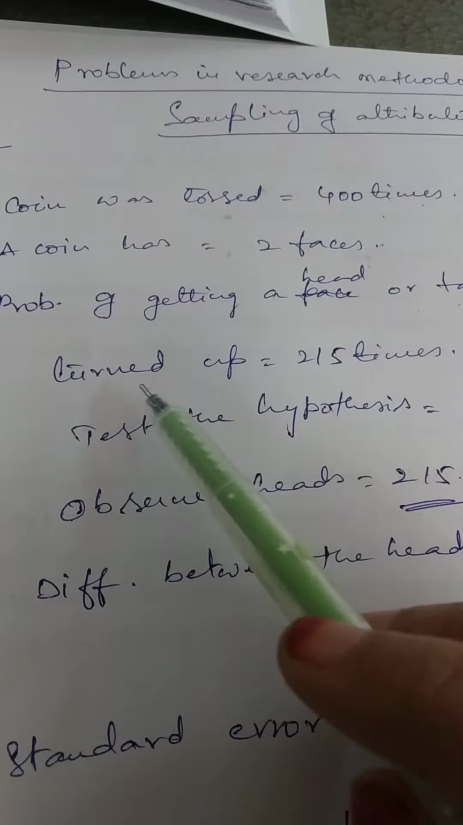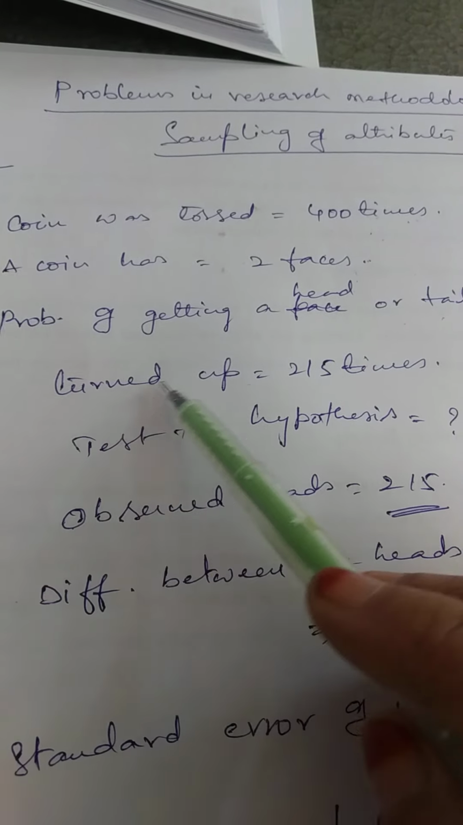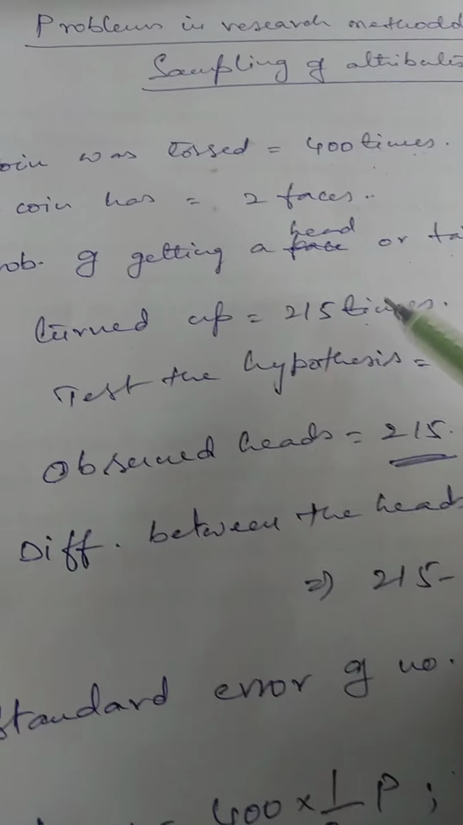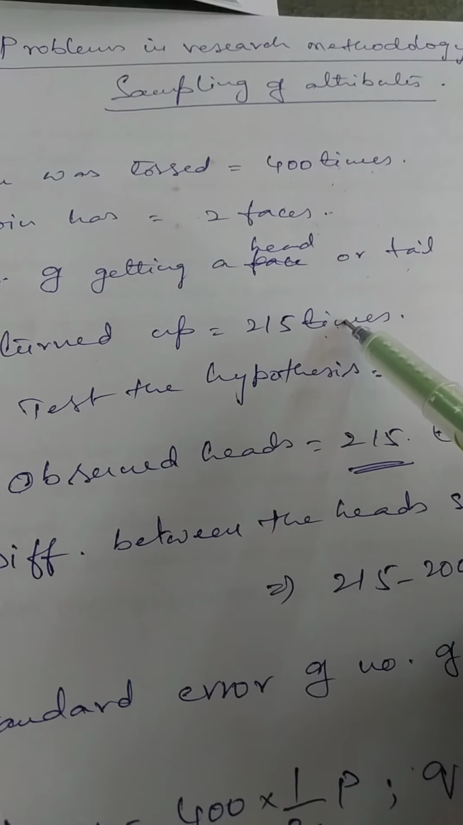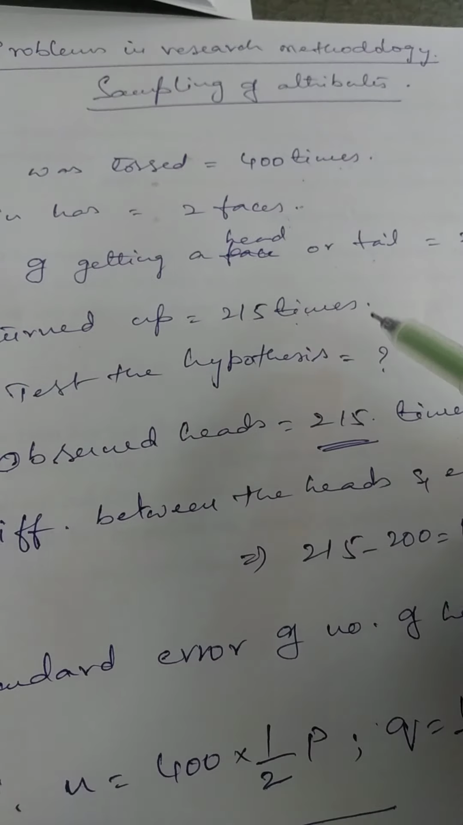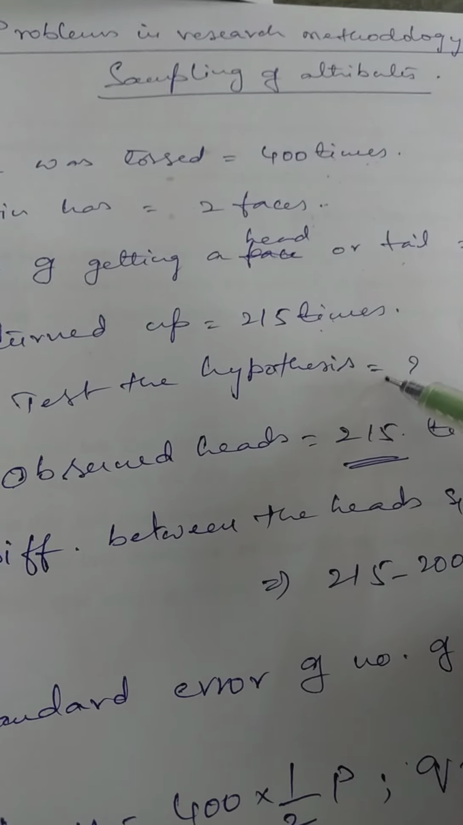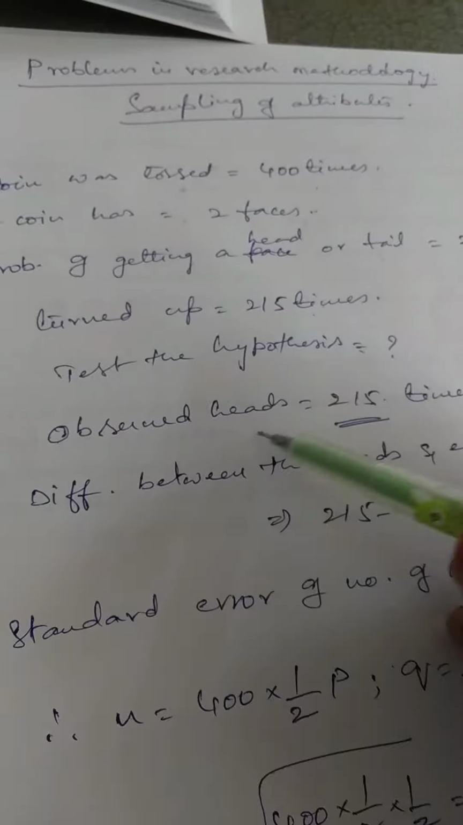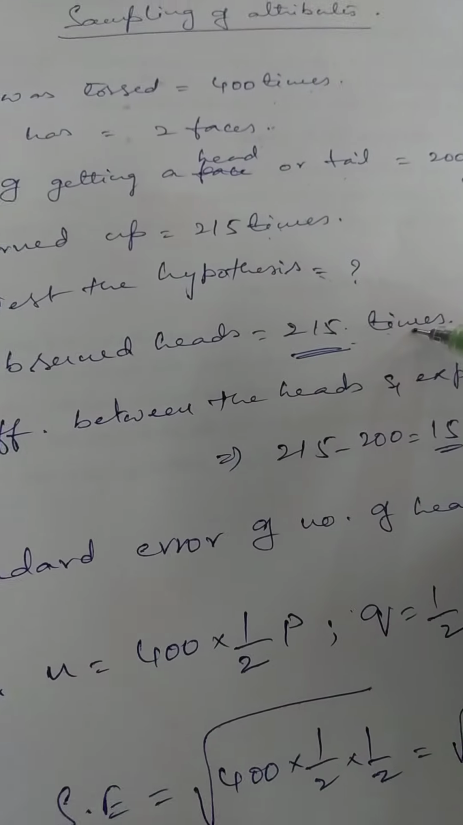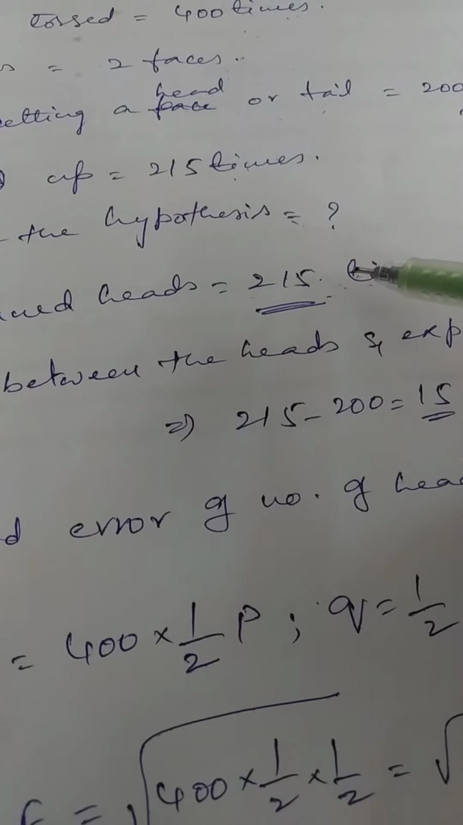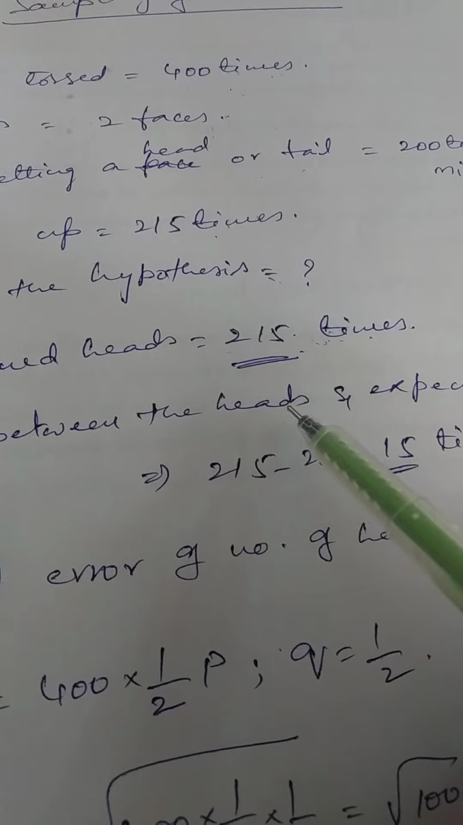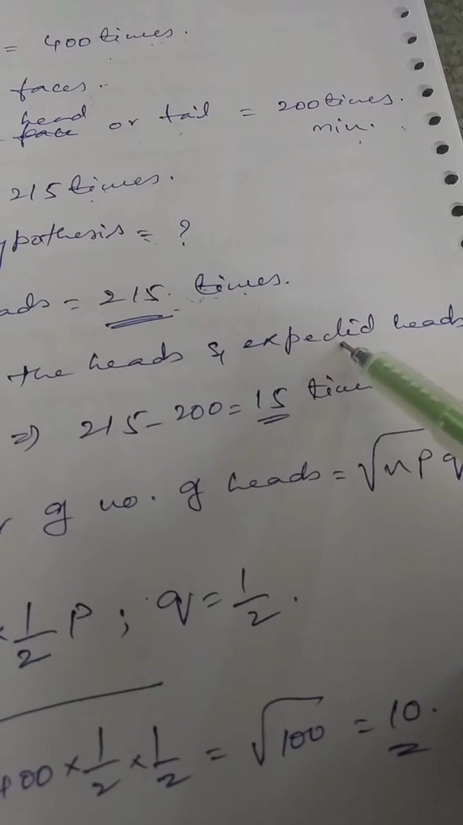But now in the problem, it was given that he got 215 heads. So 215 times he got a particular face, called head. So now he is asking whether the hypothesis is unbiased. For that we are supposed to calculate: observed heads given in the problem is 215 times. This is already given in the problem for you. Now, what is the difference between the chance of getting a head and the expected head?